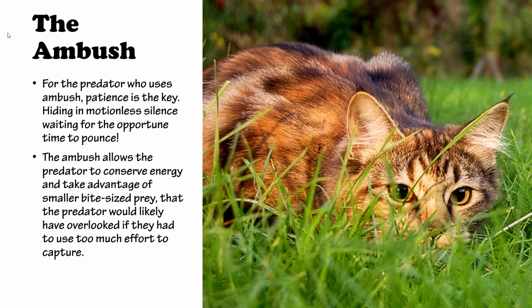The ambush. For the predator who uses ambush, patience is the key, hiding in motionless silence, waiting for the opportune time to pounce. The ambush allows the predator to conserve some energy and to take advantage of smaller bite-sized prey that the predator would likely have overlooked if they had to use too much effort to capture it.